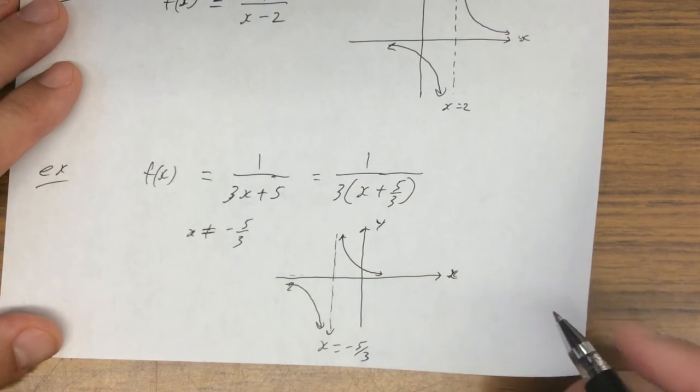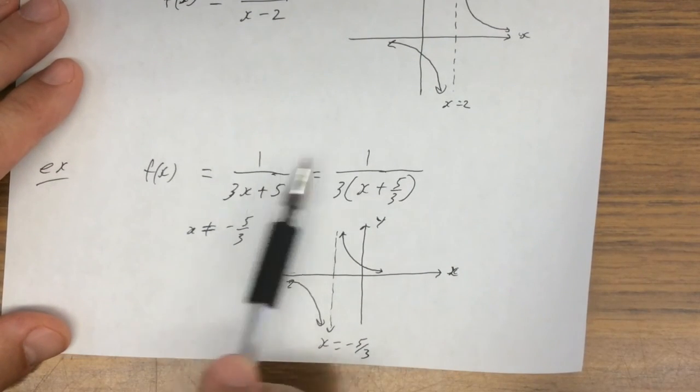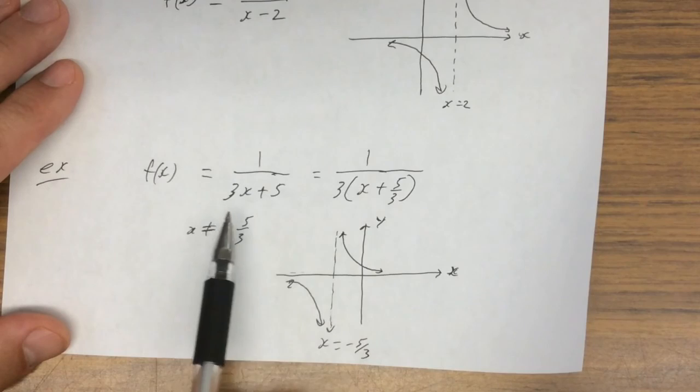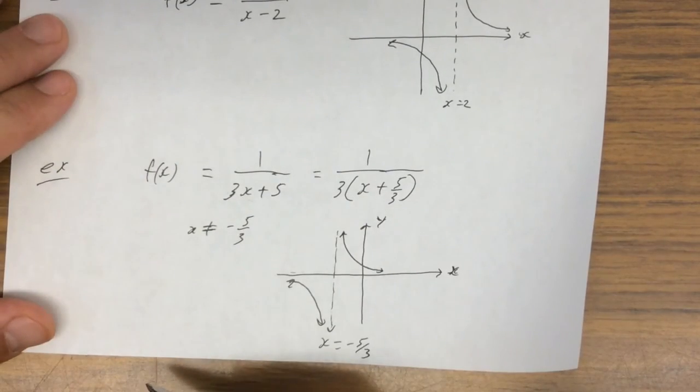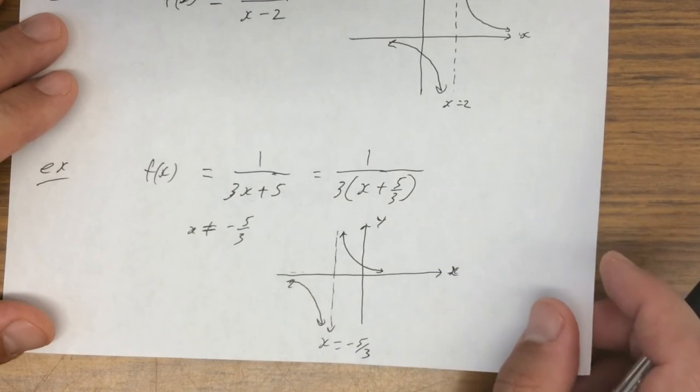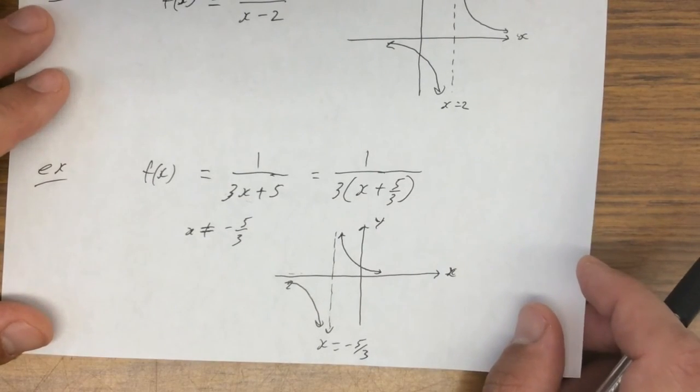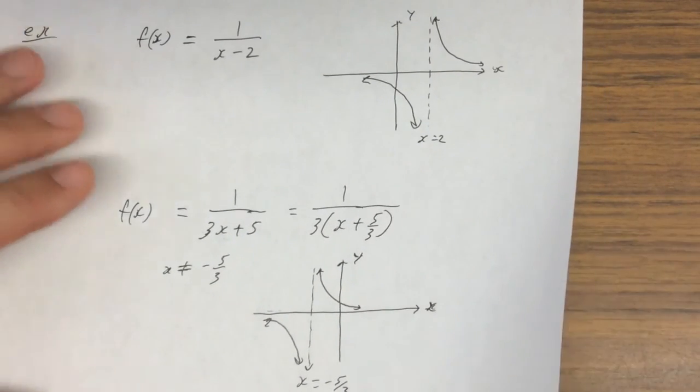Now, if that happened to be a negative 1 on top, or there's a negative on the bottom in front of the x, then it would just be flipped over. It'd be a vertical flip. So that is reciprocal functions for linear functions.